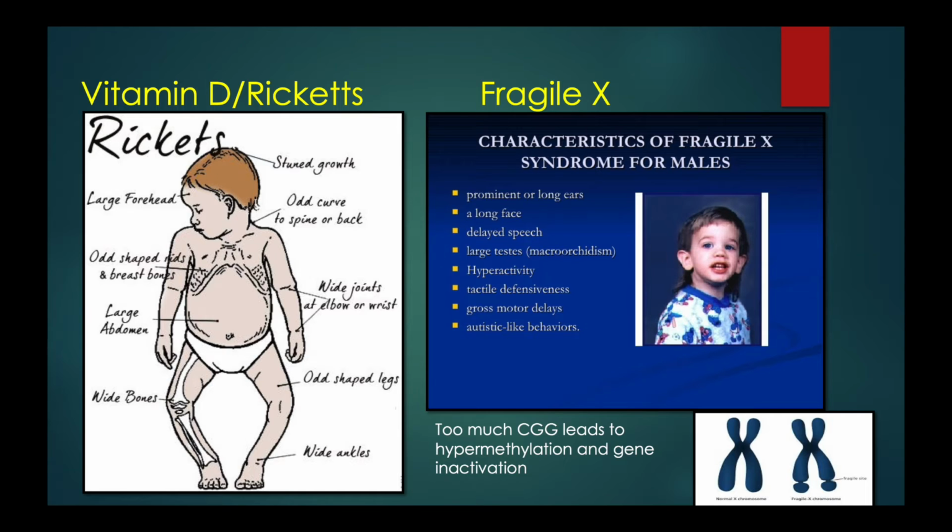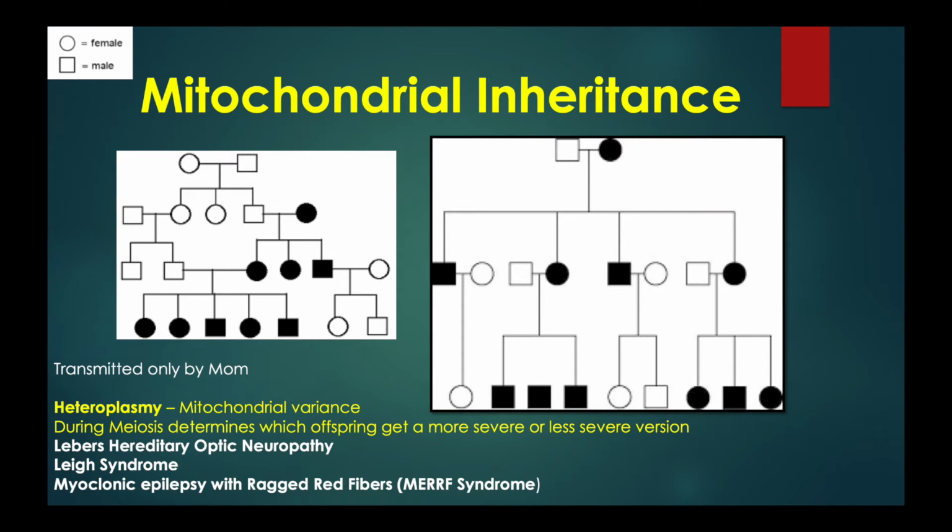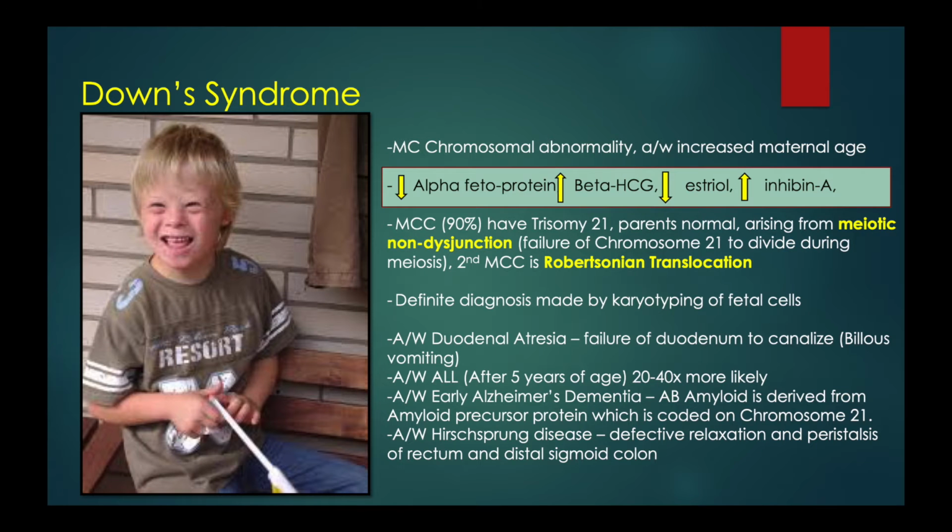It mutes. And then our mitochondrial inheritance. Remember, it's the mom. Mom gives it to all the kids. Dad does not pass it. And that's where you have Leber's, Leigh syndrome, and myoclonic epilepsy with ragged red fibers, MERRF syndrome. Okay, those are the big three. But be prepared for a question on mitochondrial.